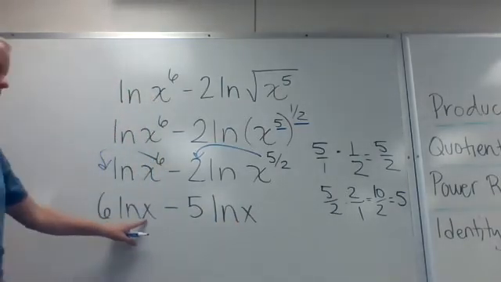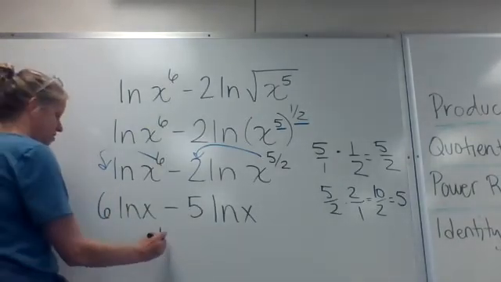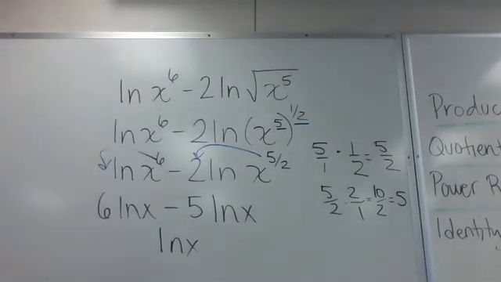So I've got 6 ln of x here minus 5 ln of x there. So how much do you have? 1 ln of x. All right, the last two are not too bad.